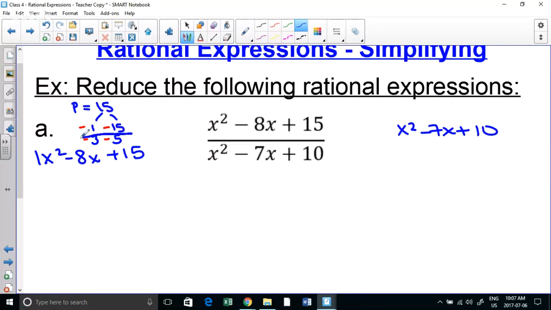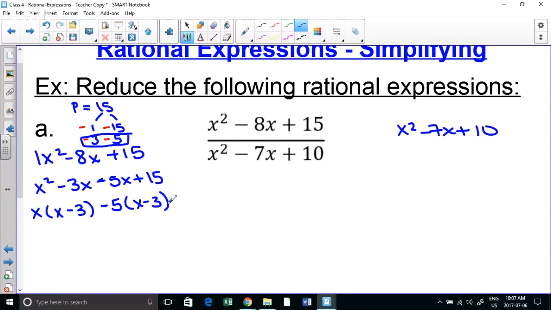So I choose this because I'll add to negative 8. So I have x squared minus 3x minus 5x plus 15. Regroup. Factor out things.